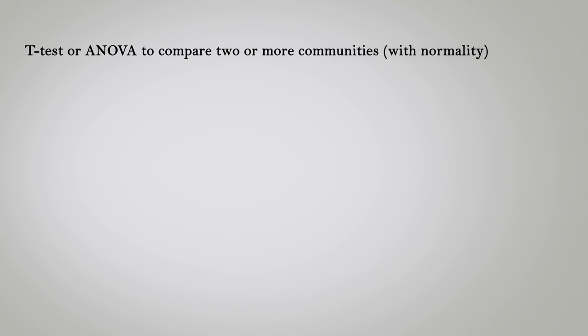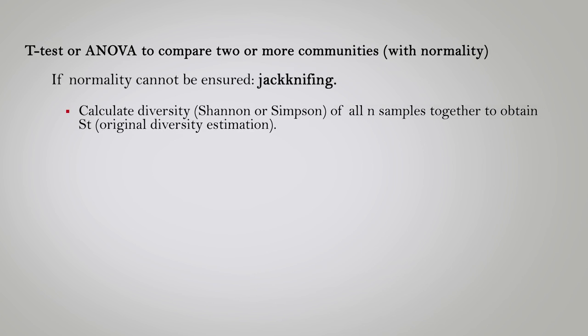Moreover, we can use statistical tests to understand if the differences between communities are statistically evident. One of these is the t-test or the ANOVA test, to compare two or more communities in case of normality of data distribution. If normality cannot be ensured, we can use the jackknifing process. Using the jackknifing process is very simple. We just need to calculate diversity. Shannon or Simpson is not very important, we can use one of these two.